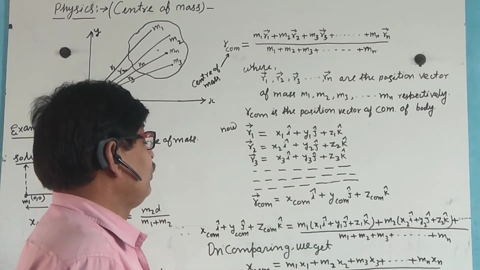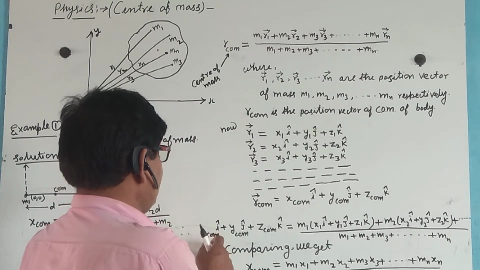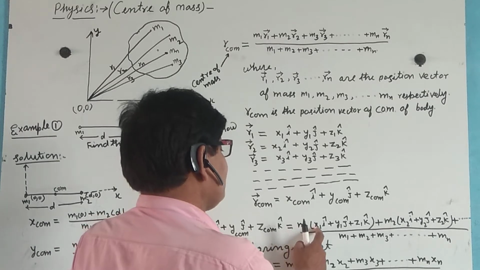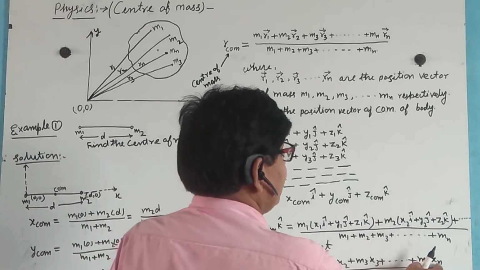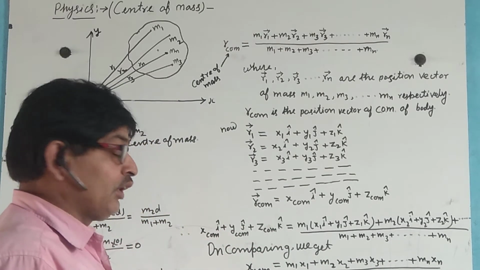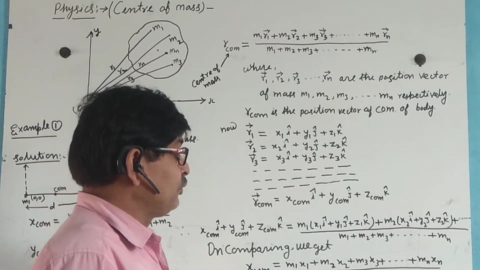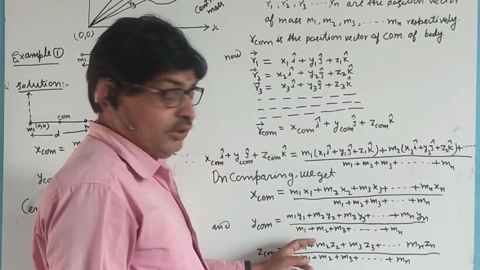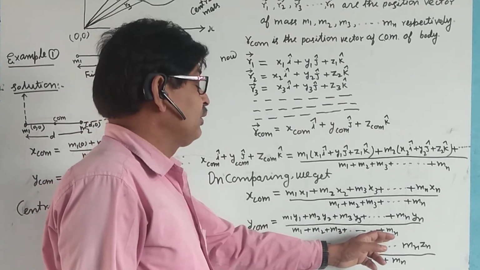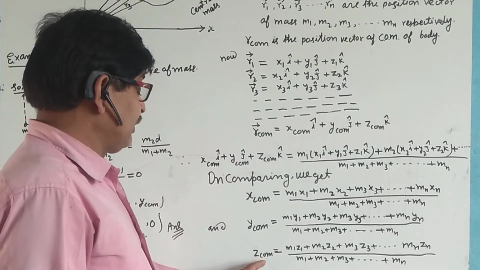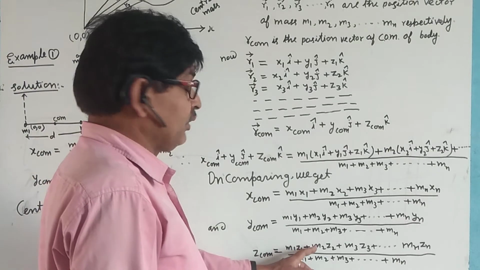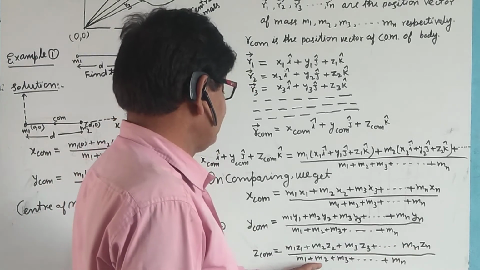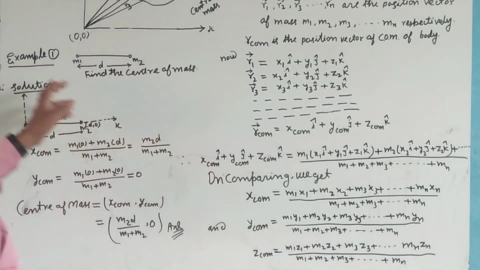On comparing the i cap components, the x coordinate of the center of mass is equal to (m1 x1 + m2 x2 + m3 x3 + ... + mn xn) divided by (m1 + m2 + m3 + ... + mn). The y coordinate of the center of mass is equal to (m1 y1 + m2 y2 + m3 y3 + ... + mn yn) divided by (m1 + m2 + m3 + ... + mn), and the z coordinate of the center of mass is equal to (m1 z1 + m2 z2 + m3 z3 + ... + mn zn) divided by (m1 + m2 + m3 + ... + mn). Now here is one example.